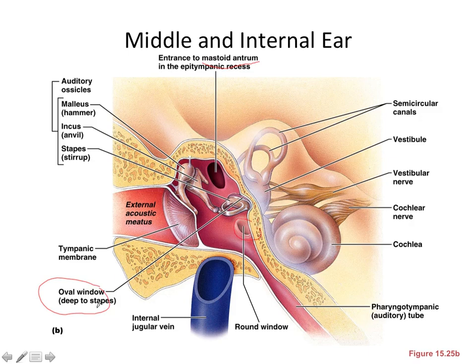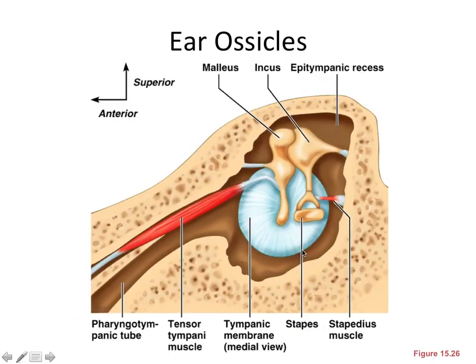The oval window is very important because the stapes directly taps on the oval window. Once the auditory ossicles transfer the mechanical vibration to the vestibule, the stapes directly hits the oval window to transfer the mechanical vibration to the vestibule and to the cochlea to generate the hearing. Now let's zoom in on the auditory ossicles.